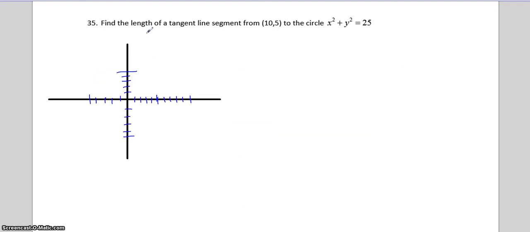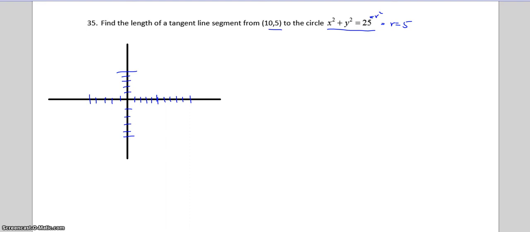On to problem 35. This one asks us to find the length of a tangent line segment from the point (10, 5) to the circle x squared plus y squared equals 25. From here we know that 25 is r squared, so the radius of this circle is 5, and this is a simple circle.